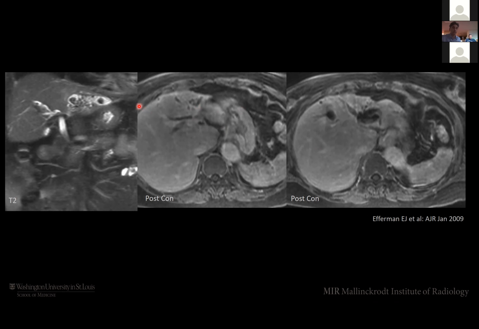I'm not showing you the exact slice here. There was no enhancement whatsoever of these filling defects. I don't have the subtraction images. And so these components are not enhancing. So it's not a papillary neoplasm of the bile duct. So this is something that is causing cholangitis. This patient, as a matter of fact, has recurrent pyogenic cholangitis.